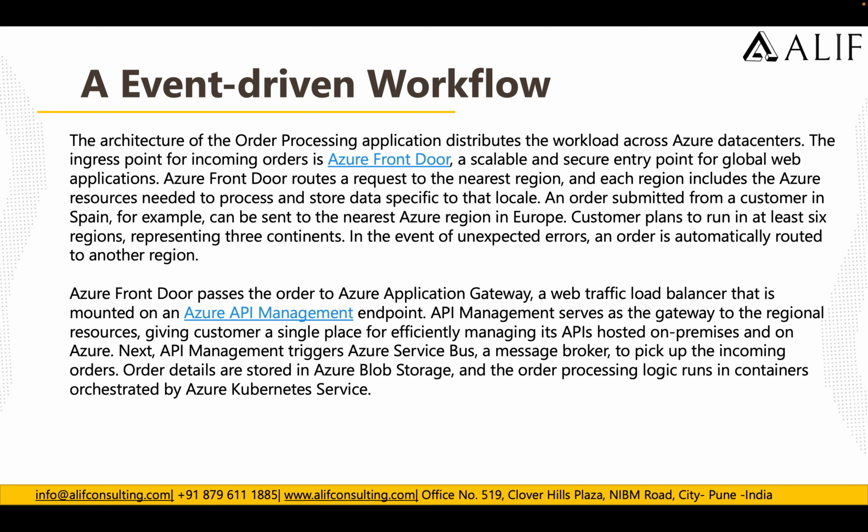Azure Front Door passes the order to the application gateway, which is a web application load balancer mounted on the Azure APIs. The endpoint API server serves as the gateway to the regional resources, giving the customer a single place to effectively manage the APIs hosted on-premises or on Azure. Next, API management triggers Azure Service Bus, a message broker, to pick up the incoming order and order details and store them into Azure Blob storage, and the order processing logic runs in containers orchestrated by Azure Kubernetes, right?